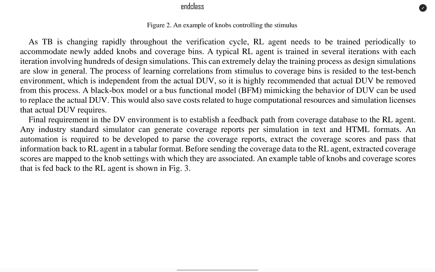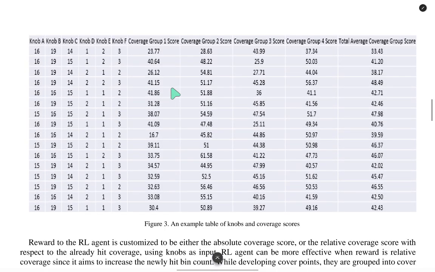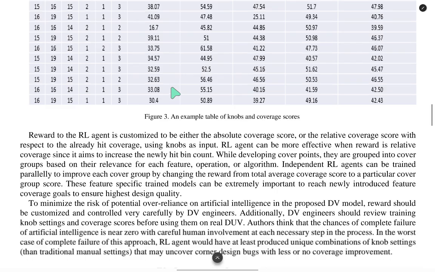Before sending the coverage data to the RL agent, the extracted coverage scores are mapped to the knob settings with their associated values. An example table of knobs and coverage scores that is fed back to the RL agent is shown in Figure 3. So Figure 3 is an example table of knobs and coverage scores.